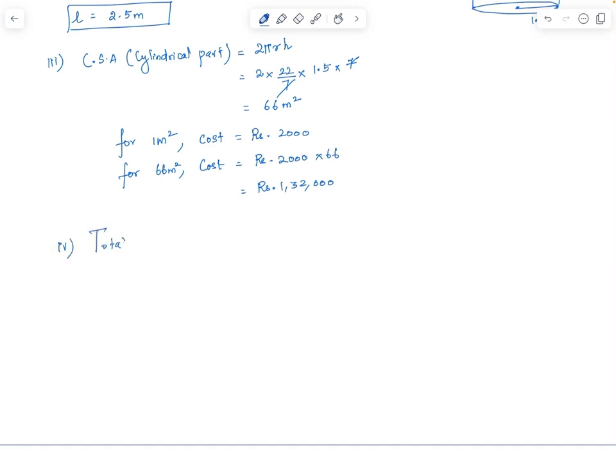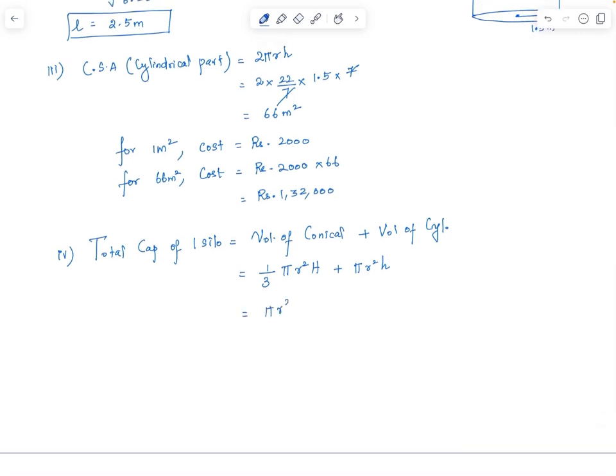Question 4. Find the total capacity of one silo to store grains. Total capacity of one silo is volume of the conical part plus volume of the cylindrical part, which is 1 by 3 pi r square H plus pi r square h. Taking pi and r square common, we are left with H by 3 plus h.